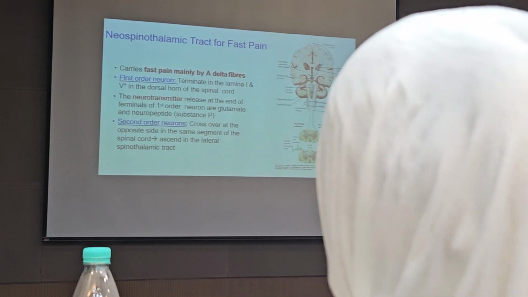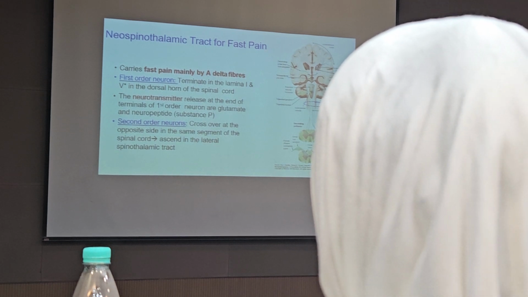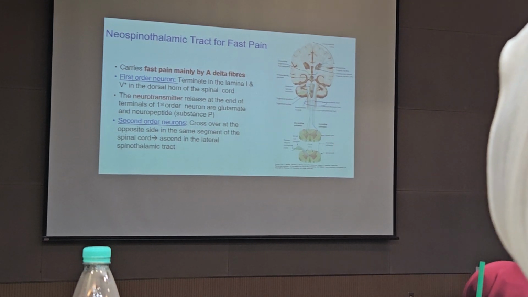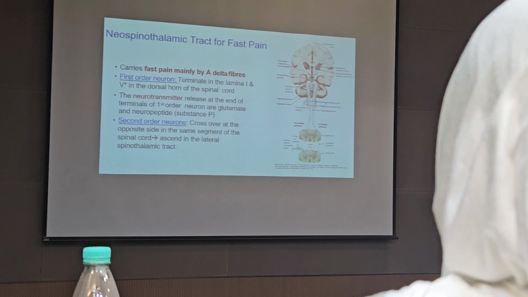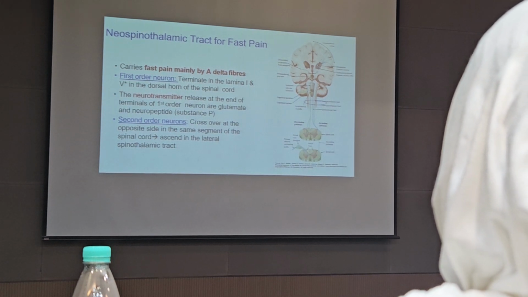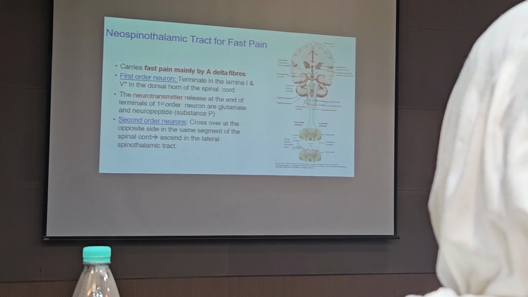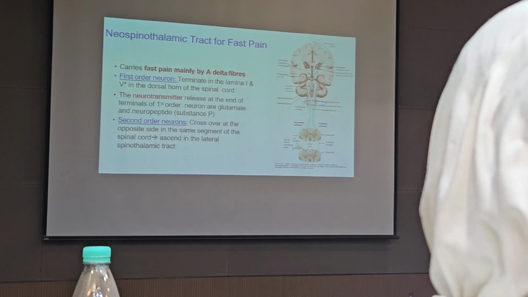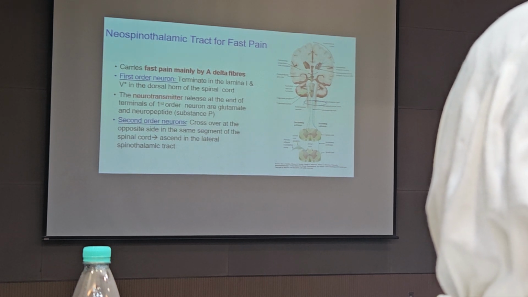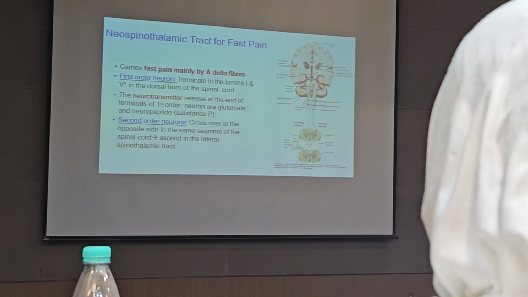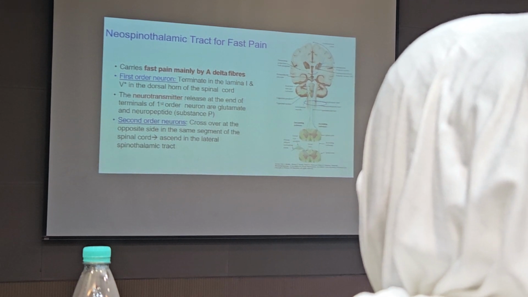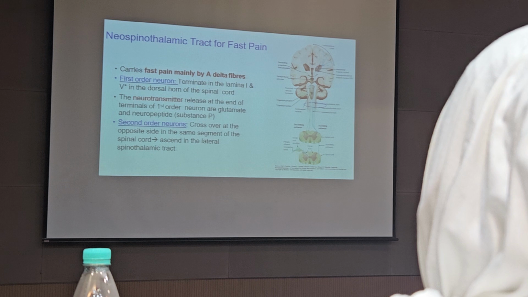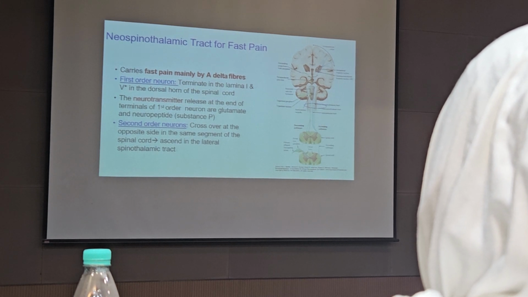Here the additional point is that the first order neuron synapses with the second order neuron at the dorsal horn of the spinal cord. They release neurotransmitters, glutamate and substance P. Substance P is the neurotransmitter that activates the pain nerve ending, and people suffer pain because of that. If we give some medicine like morphine or opioids, it can inhibit release of substance P, then pain sensation will be blocked.